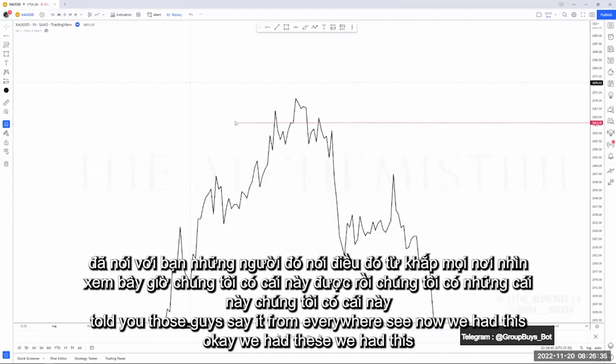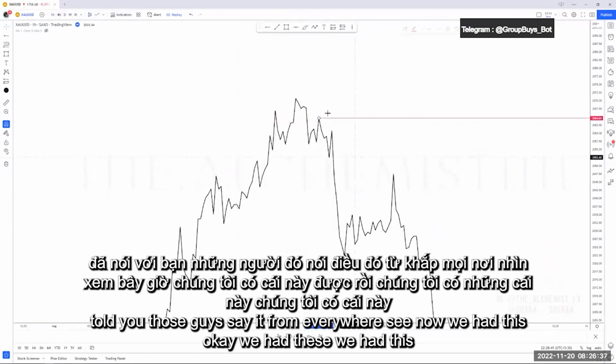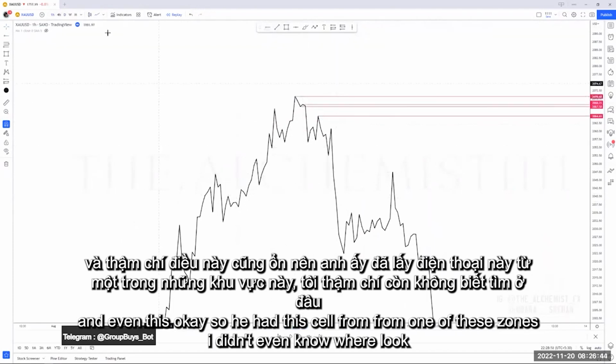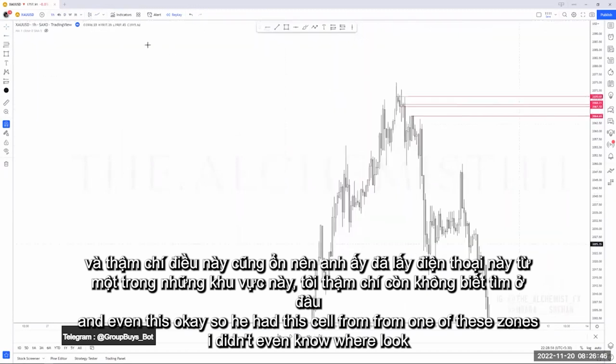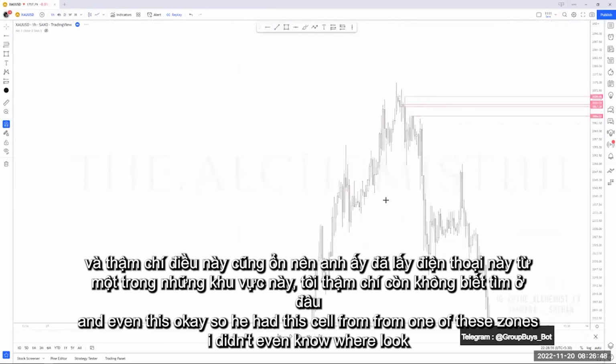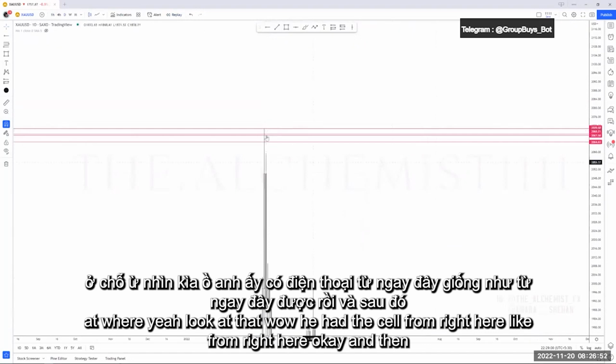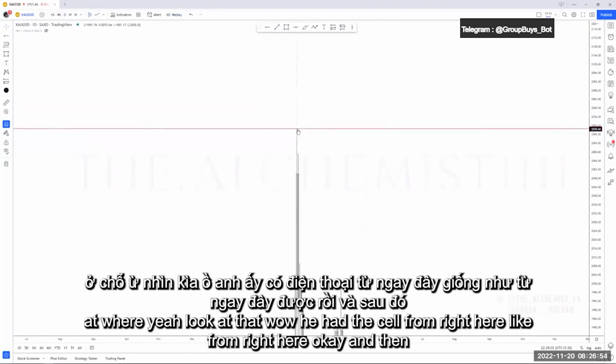See, now we had this. We had this, we had this, and even this. So he had this sell from one of these zones. I didn't even know where. Look at that. Wow. He had the sell from right here.